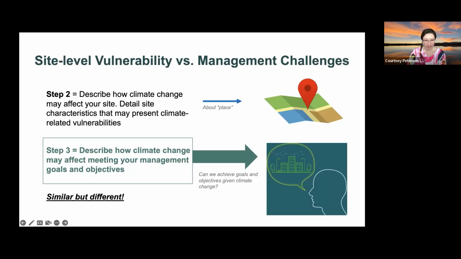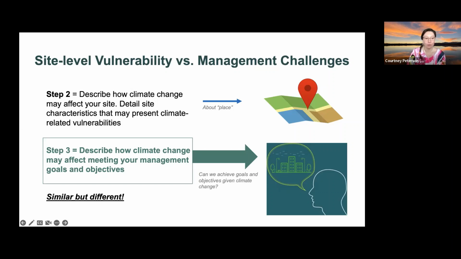And so a lot of times we can get step 2 and step 3 confused. They are pretty similar and you may think they're similar, but they're actually distinctly different. And so if we remember in step 2, what we're really doing is thinking about where are we working and the characteristics of our place. So we're really trying to describe what are those climate change impacts and vulnerabilities to a particular location or site, and how is climate change going to play out based on slope and aspect and topography and species composition and structure based on our current location.